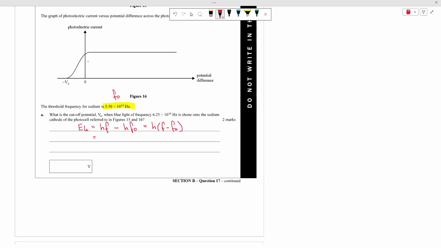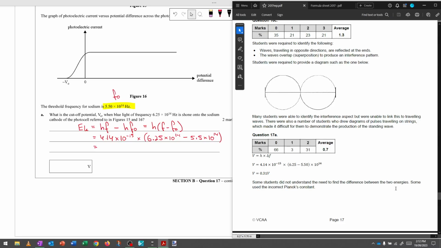So now that becomes 4.14 times 10 to the negative 15 times, okay, what's the actual frequency shining? 6.25 times 10 to the 14 minus the threshold frequency 5.5 times 10 to the 14, and that equals, and now that makes a bit more sense, that equals 0.31 volts.